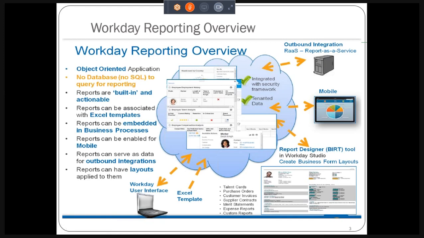What is meant by actionable? In other reports, you just get the data as output, right? But here it is not like that. Even in the report output, you can perform actions. For example, you went to the supervisory organization and edited it, right? You went to the supervisory organization and created a subordinate organization, right? You can do the same when you run a report and get the output. I will show you.